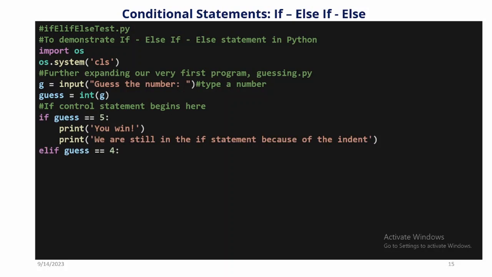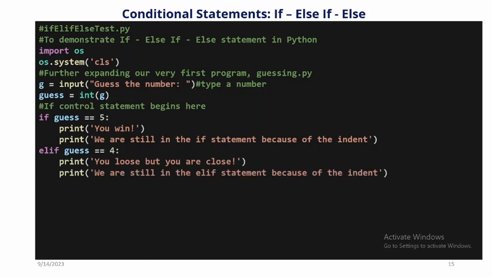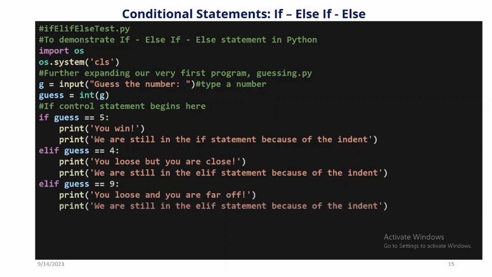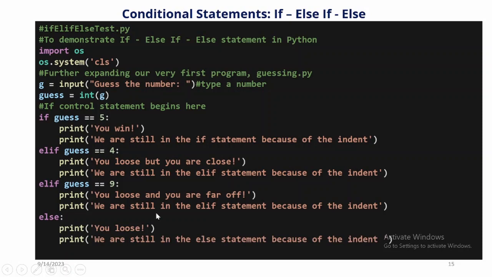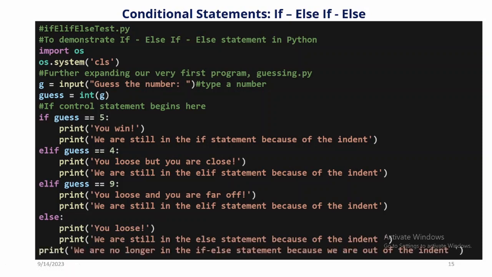Otherwise, if guess is equal to 4, print you lose, but you are close. Continue executing. Otherwise, if the guess is equal to 9, print you lose and you are far off. Continue printing. Otherwise, if the number is not 5, the number is not 4, the number is not 9, then do something else. Print you lose and print something else before you finally get out of the control structure. So we see the code.